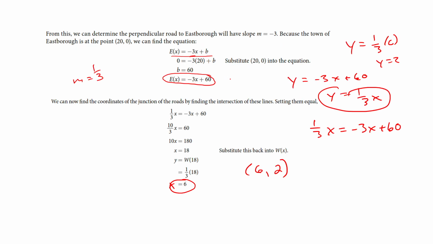Wait, why is it 18? Hold on. Yeah, I guess I've used the wrong formula to plug it back into. So we found x was 6. I'm not sure what I'm doing here. But if you plug it in here, this equation, you get 18. So I'd have to figure out what I did wrong there. But so we get the point 6, 18 for that junction point.